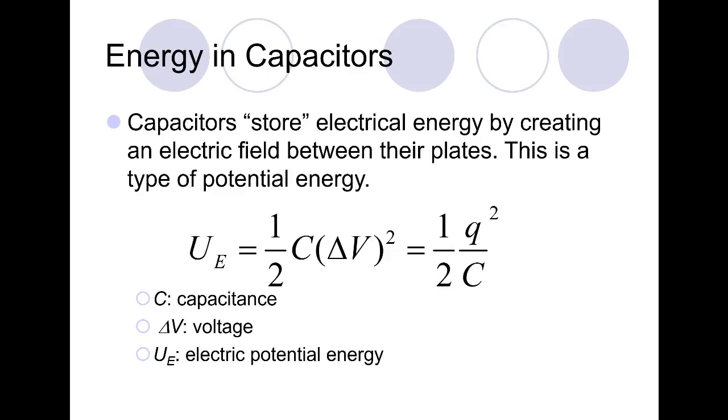And what happens is that capacitors store electrical energy by creating an electric field between their plates, and it's actually a type of potential energy. And that's why the voltage or electric potential is involved here. And remember that this voltage is equal to Q over C, because C is Q over delta V. So C in these equations is the capacitance, delta V is the potential difference, U is the electric potential energy, and Q is the charge on the plates.